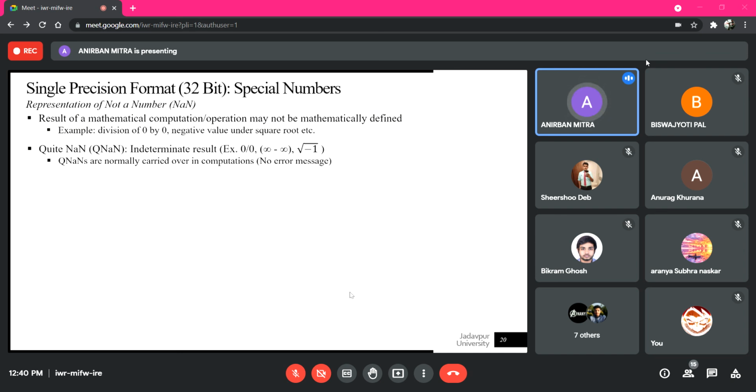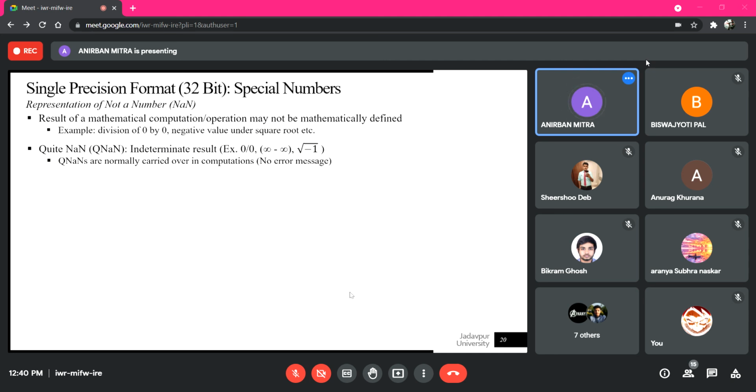There are two different types of NaN representations. One is called QNaN or quiet NaN. These quiet NaNs or QNaNs do not give any kind of error messages. So the calculations are carried forward. QNaNs are normally carried over in computations. Examples of such QNaNs are again 0 by 0, root over minus 1, infinity minus infinity. These things are part of QNaN.